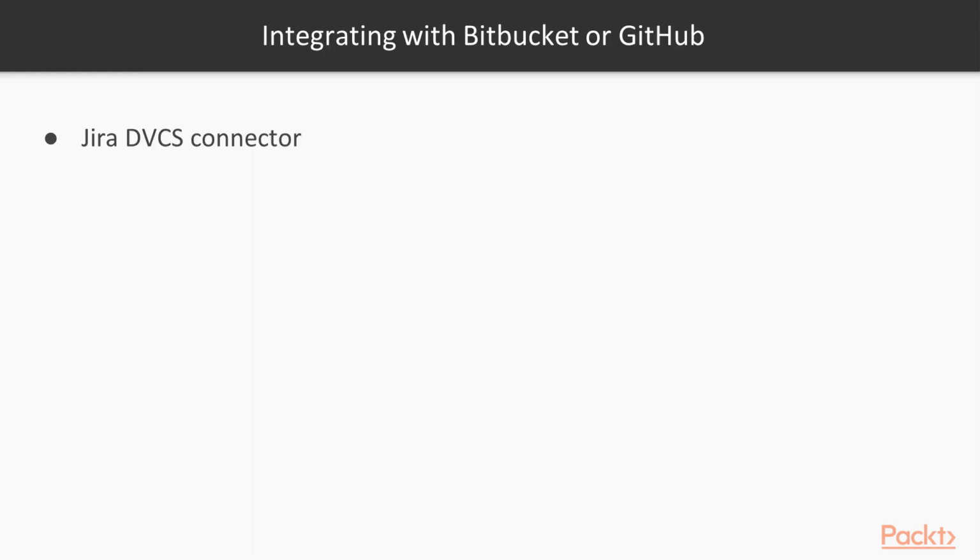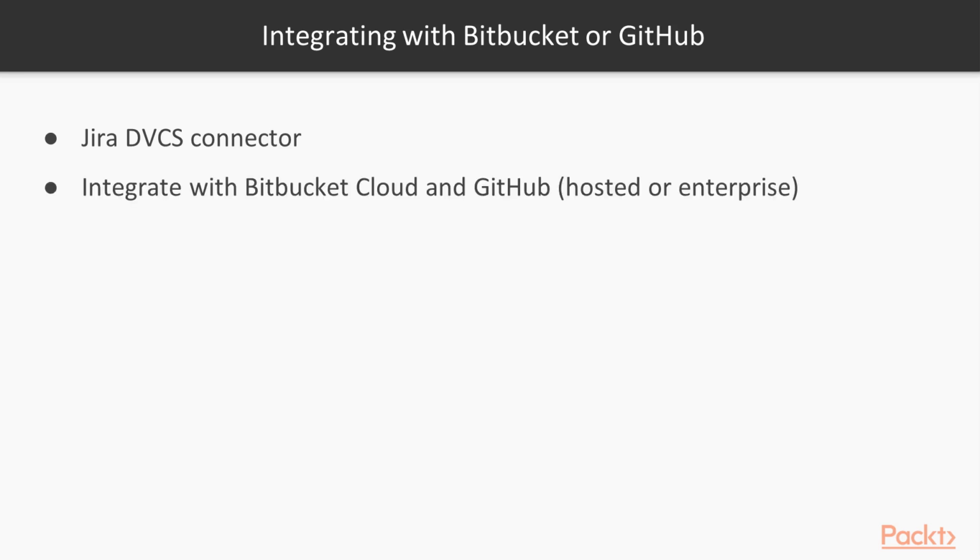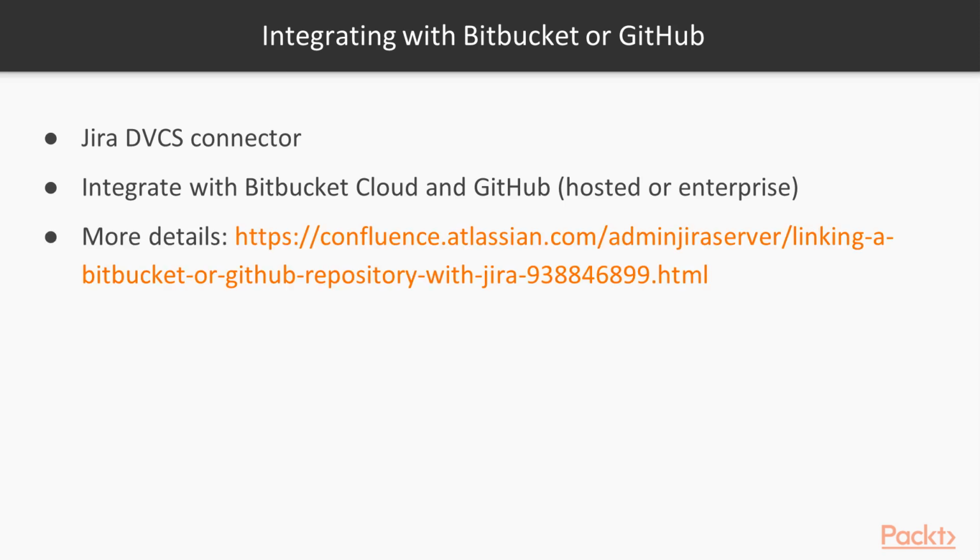Integrating with Bitbucket or GitHub. This integration with Bitbucket or GitHub can be done with the help of the out-of-the-box Jira DVCS connector. You can use it to integrate your Jira project with your repository in either Bitbucket or GitHub. And this integration works with Bitbucket Cloud and both the hosted and enterprise version of GitHub. You can go through this link to know more about DVCS connector in Jira.